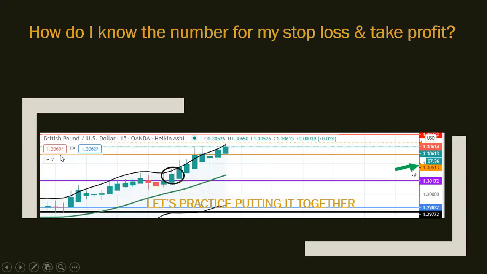There are numbers, which is the same color as the line. You see that, 1.30513. It's the same color as that orange line, okay? And so that would be your take profit number. That's how you know what number you would type into your MetaTrader 4 as your take profit.